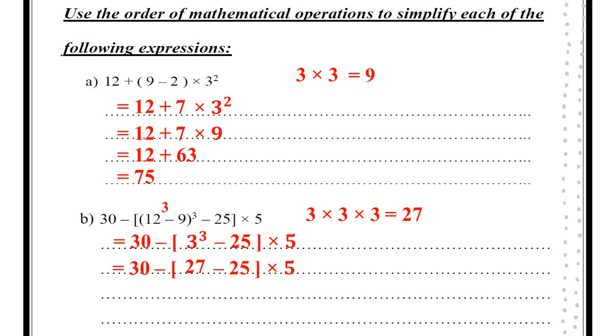Again, I will solve what is inside the parentheses. It will be 27 minus 25 equals 2. So 30 minus 2 times 5. And then I have to start with multiply. So 2 times 5.